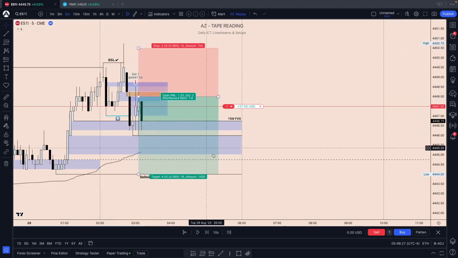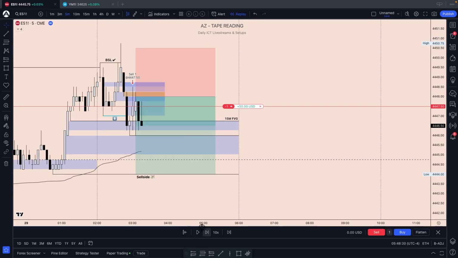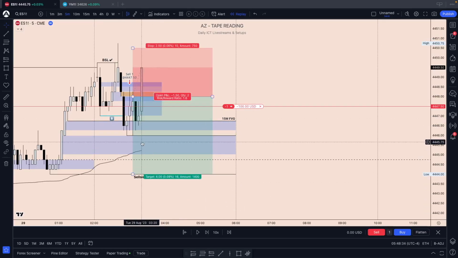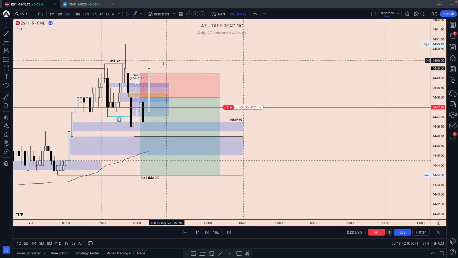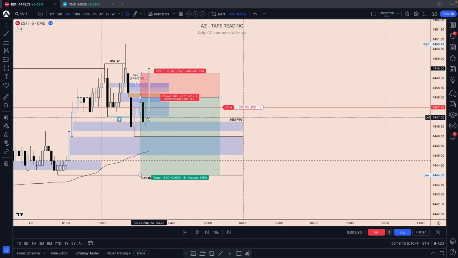But let me begin with the plot twist. We keep on holding support. And then right here at 3:20, we have the invalidation of the setup. I immediately closed out the trade. I think I got out early with a 1.5 or 1.25 handle stop.